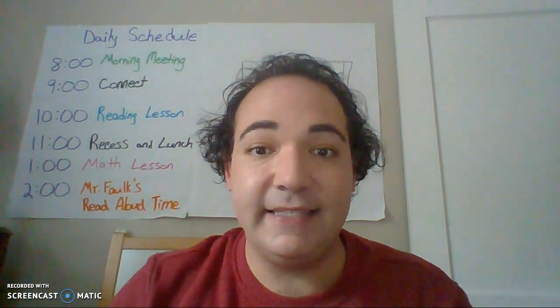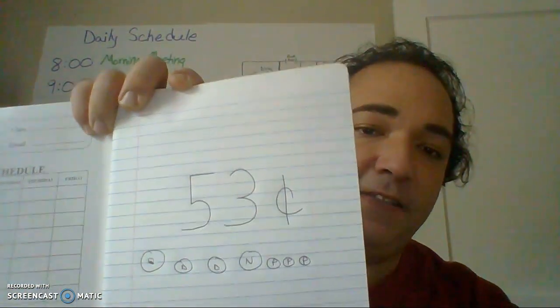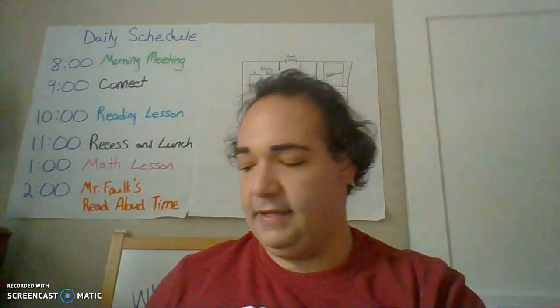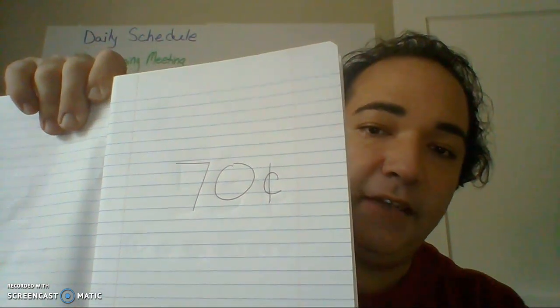So remember, a penny is worth just 1 cent, all right? Your nickel is worth 5 cents. So 5 pennies equals 1 nickel. A dime is worth 10 cents. So it would take 10 pennies to equal a dime. And then our quarter is the largest. That's worth 25 cents. All right. So you are trying to figure out the coins to get to 53 cents and coins to get to 70 cents.